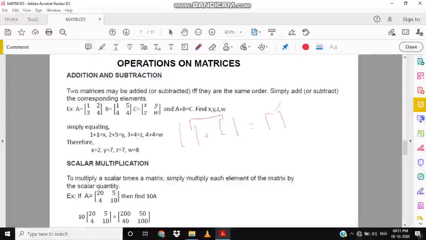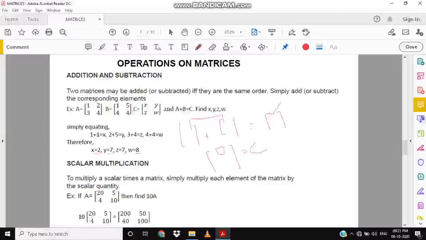So what is your first element in A? That's 1. The first element in B is also 1. 1 plus 1 will give you 2. And ultimately you will get one final matrix, say it's D. After adding A plus B, you get a matrix that is termed D. Then you will be equating this with the C matrix, right? So the first element of D, that is 1 plus 1, is 2. You equate it with X. You get the value as 2. Similarly, you add all the other elements and you get the values of X, Y, Z and W.